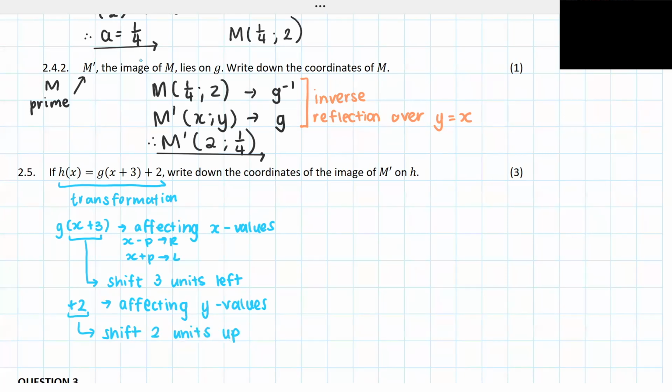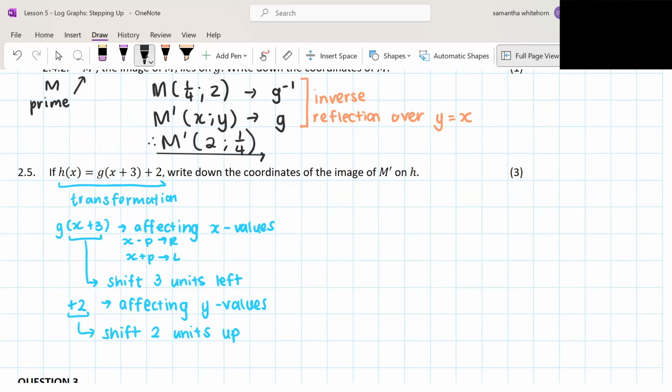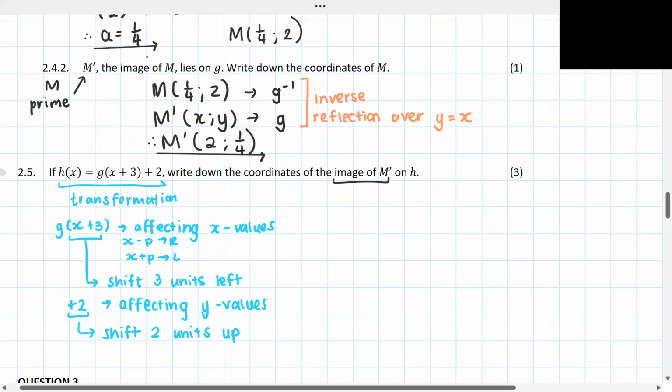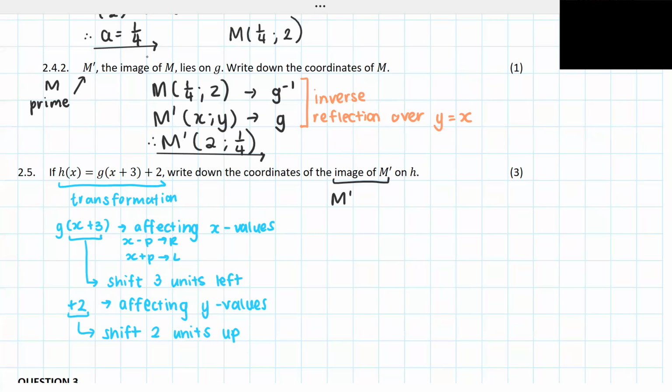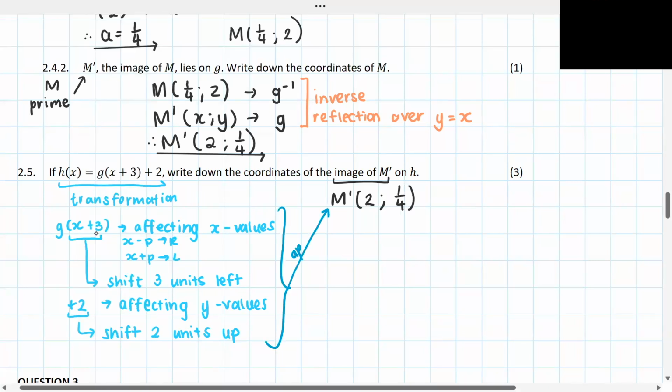Okay, so all you've done is you've taken the first part of the question and you've broken it down. We can now move on to the second part of the question. The second part of my question said, write down the coordinates of the image of M prime. Okay, image of M prime just means where will M prime move to once we perform this transformation. So M prime was at (2; 1/4). What we now want to do is take this transformation that we've identified and apply it to M prime. If we can apply it to M prime, we can get the image.